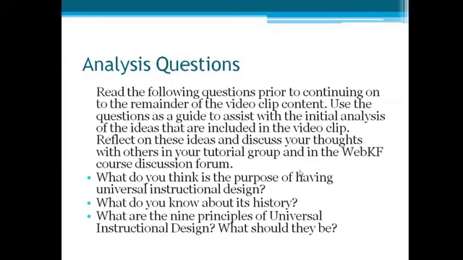Analysis questions. As we begin this module, I would like you to think about the following questions. 1. What do you think is the purpose of having universal instructional design? Think philosophically if you can. 2. What do you know about its history? And 3. What are the 9 principles of universal instructional design? If you do not know them, you might want to guess what they should be.